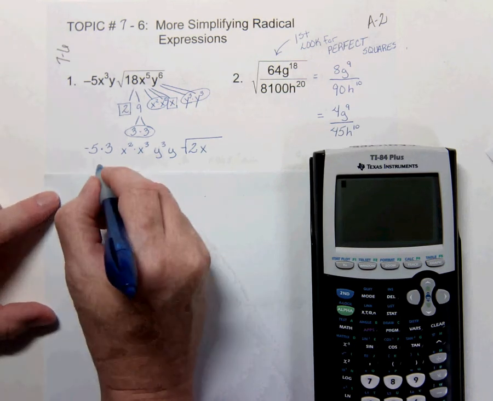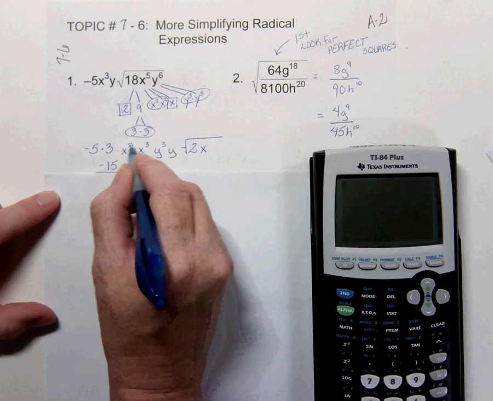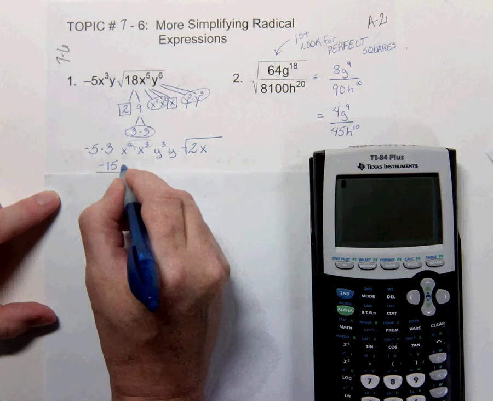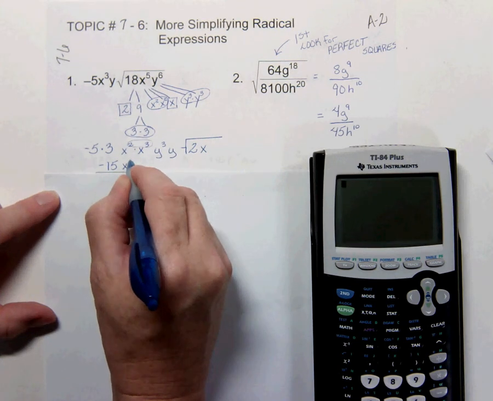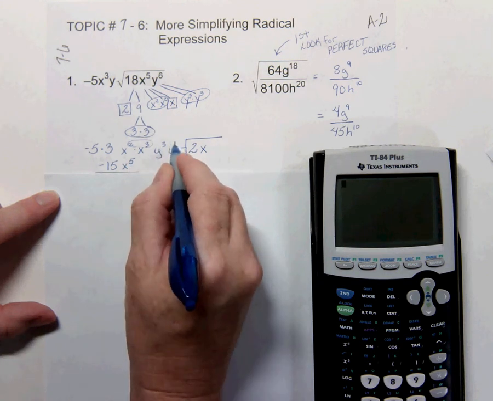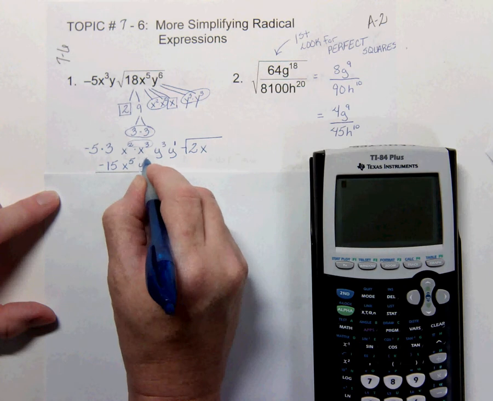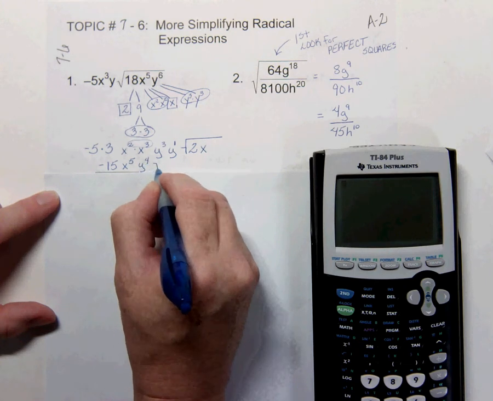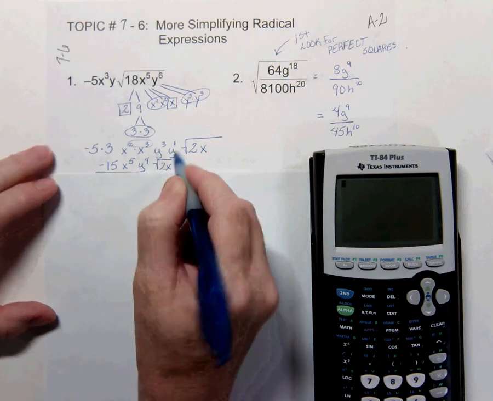So you've got negative 15, combining these two x's, and you get x to the 5. Remember, you're adding. This is a 3 understood, and this is a 1 understood. So this is going to be y to the 4, square root of 2x.